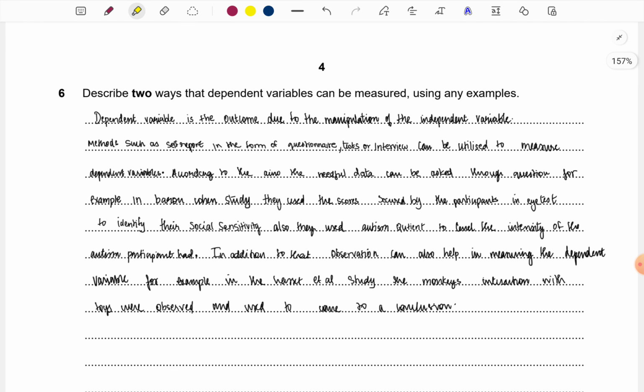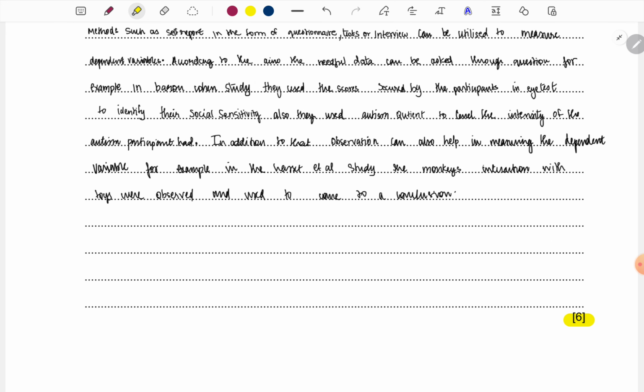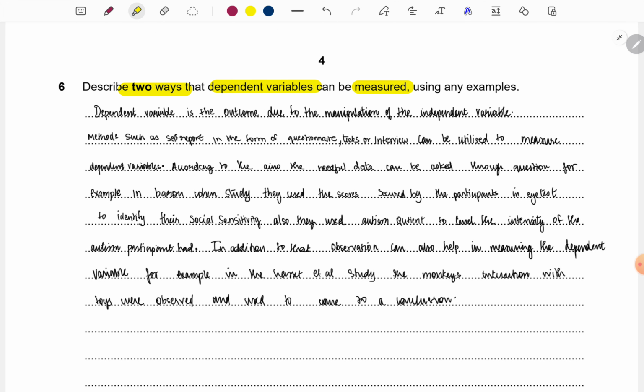The next question is, describe 2 ways the dependent variables can be measured using any examples. This is a 6 marker. Here the student begins with a definition of the dependent variable. It will not get any credit. They have not asked for a definition, so we could straight off begin with how it is measured. This is a little unnecessary, but it's nothing to bring down the marks also.